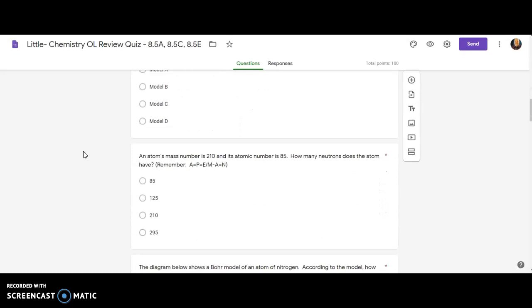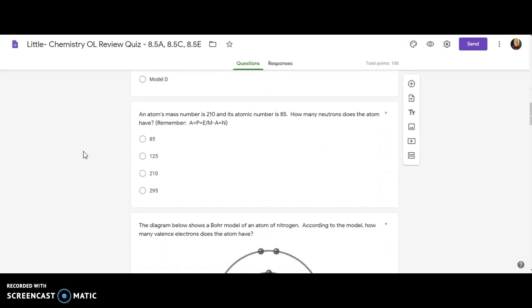Next question. An atom's mass is 210 and its atomic number is 85. How many neutrons does the atom have? Remember, kids, use 8-man, okay? Use 8-man. If I'm trying to find the number of neutrons, look what I need to do in order to figure that out. Is it 85, 125, 210, or 295?